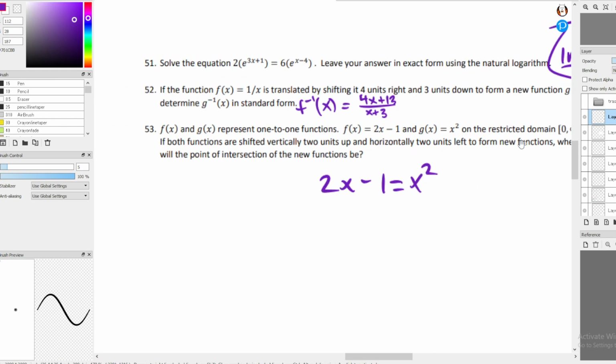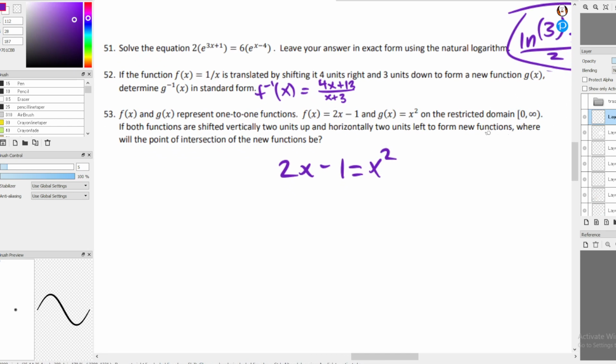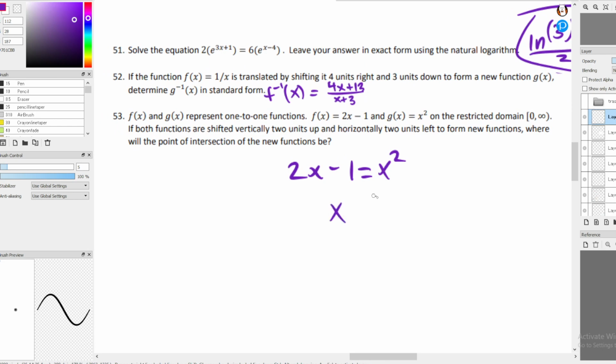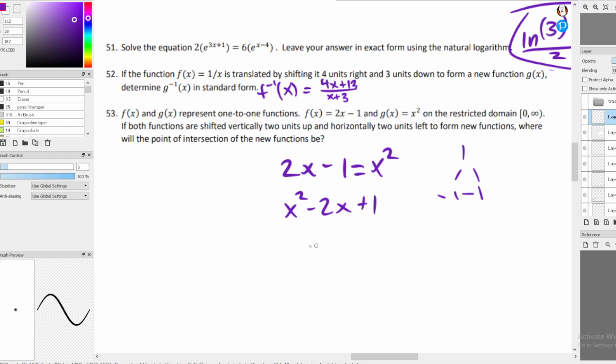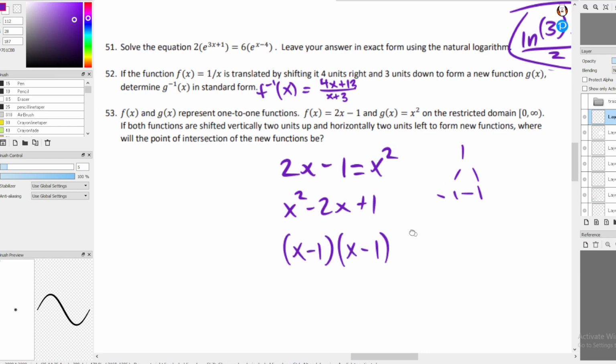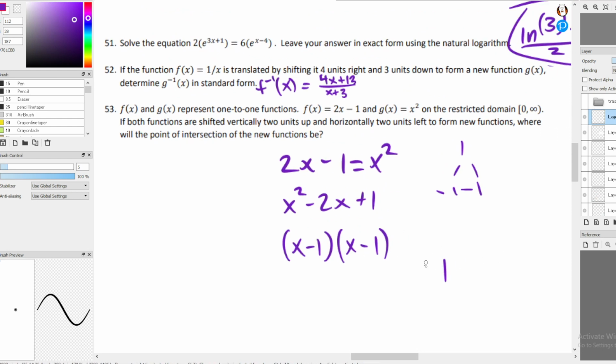So I'm just going to set them equal to each other because we're finding the intersection point. We're going to move everything over, so it'll be x squared minus 2x plus 1. This is 2 and 2, 1 and 1. We'll have negative 1 and negative 1. So we'll have x minus 1 times x minus 1. So we will have x equals 1 twice. So we have two solutions.